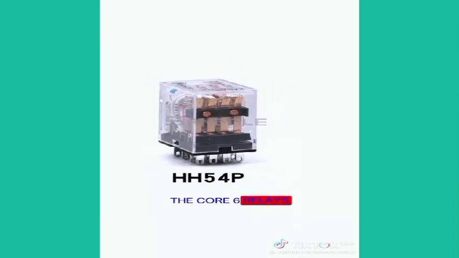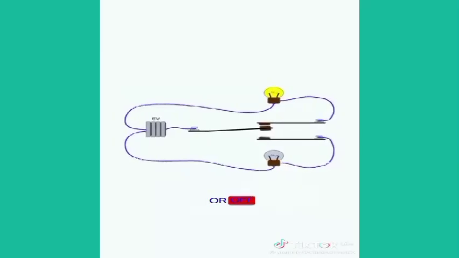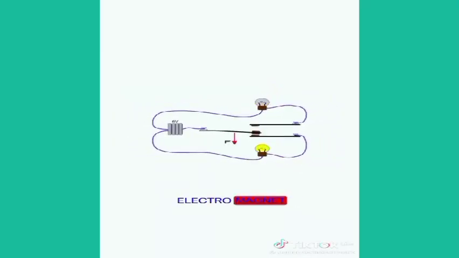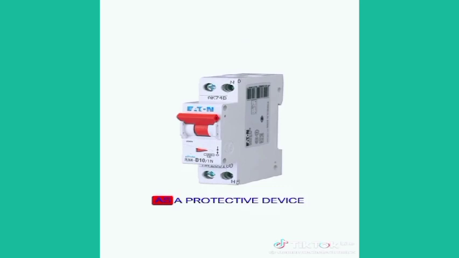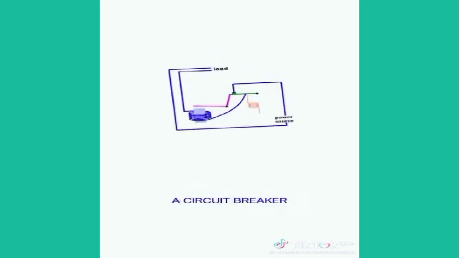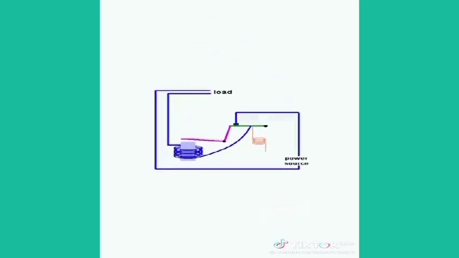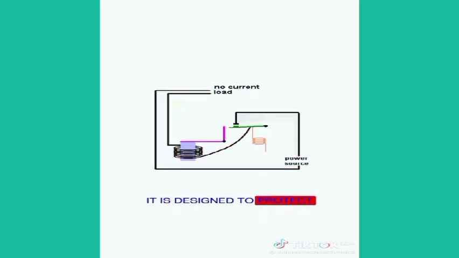6. Relays. These electromechanical switches shut power on or off. A relay includes an electromagnet, an armature, a series of electrical contacts, and a spring. 7. Circuit breakers. As a protective device, a circuit breaker can be controlled with a remote switch. It is designed to protect the circuit from overloading or a short circuit.